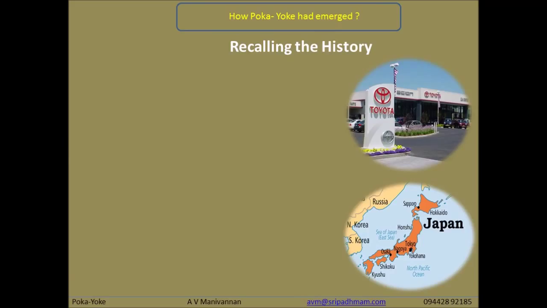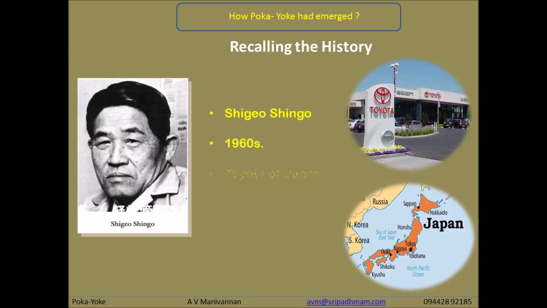How has Poka Yoke emerged? Let us just recall the history. Toyota Motor Company in Japan was known for many such Poka Yokes in the very early stage. He is the gentleman behind the development of Poka Yoke as a technique. His name is Shingo. In the 1960s itself, he identified this as a good technique to avoid inadvertent mistakes and errors.